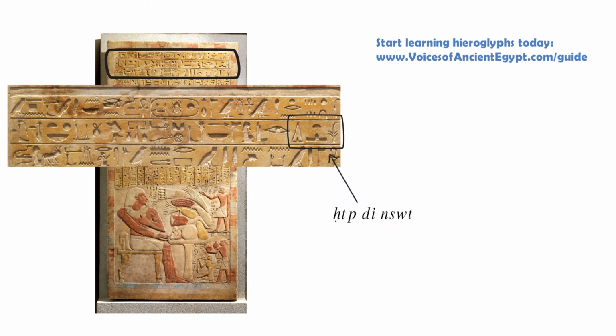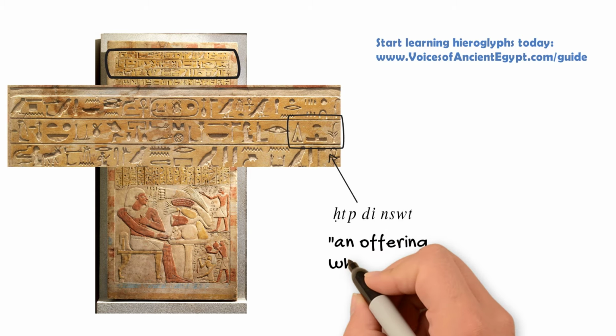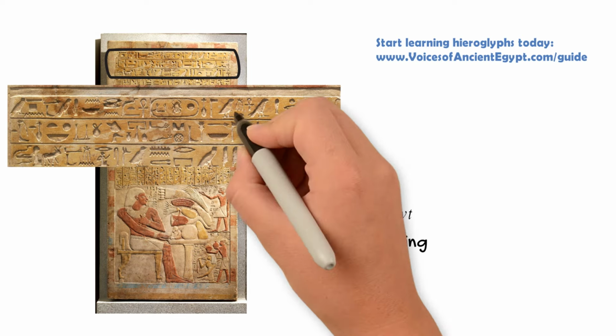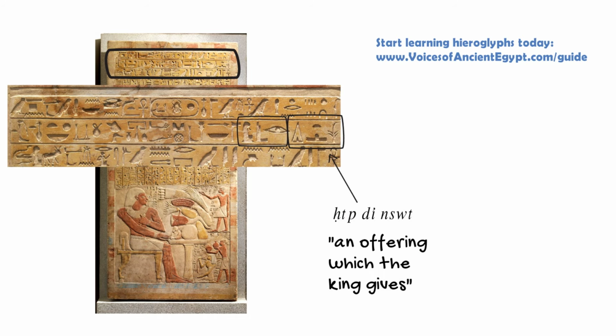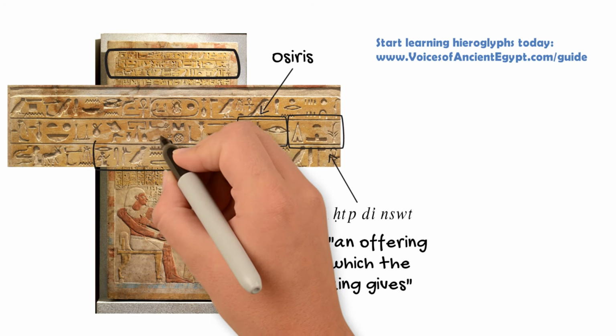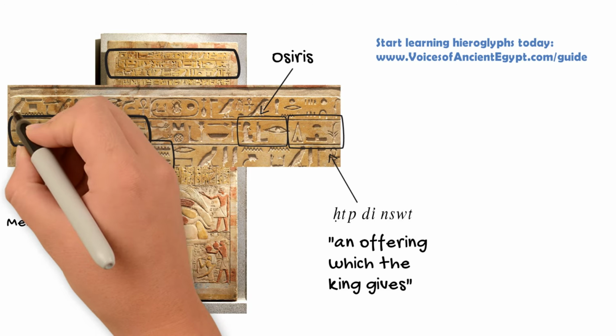And D here means basically which is given or which the king gives. The basic part of this phrase means an offering which the king gives. And this opens this whole offering formula that talks about giving offerings to a god, who in turn then will give the offerings to a deceased person and often has a very long laundry list of offerings that that person would like to receive.